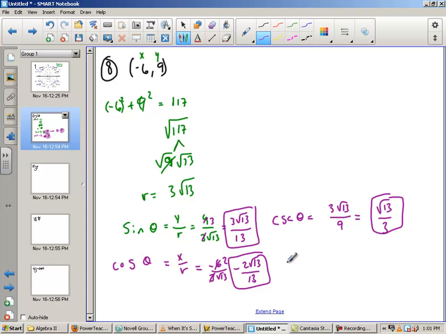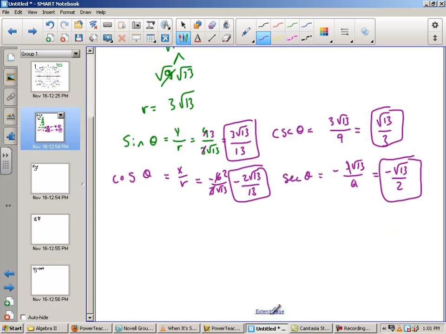Okay? So as we keep going, we're going to do the secant of theta, which equals -3 root 13 over 6, which simplifies to -root 13 over 2. I know that the negative came from the 6, but I really don't want to write it in the denominator. I'd like to have it in the numerator, and so I do that by just peeling it up, and basically it's the same as multiplying top and bottom by a -1. The signs just switch.